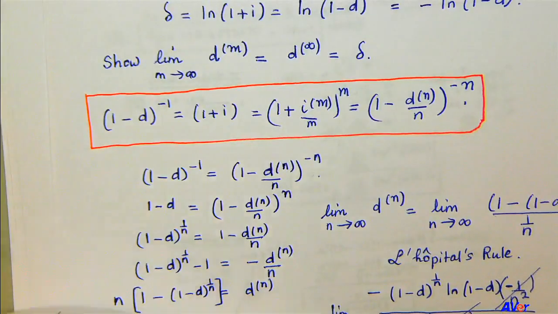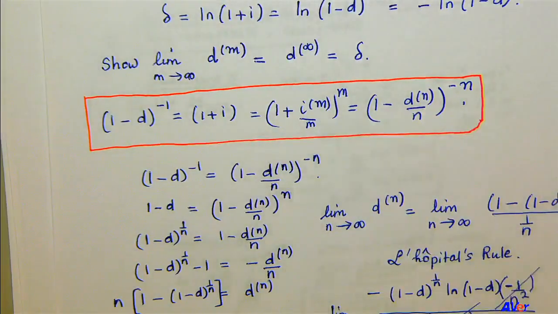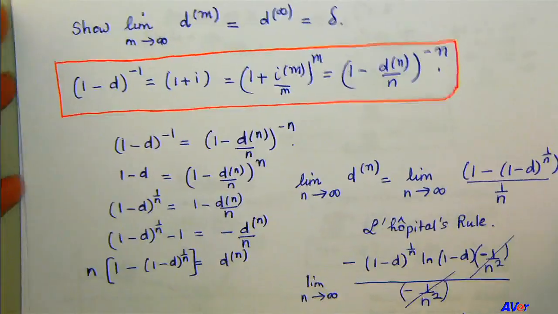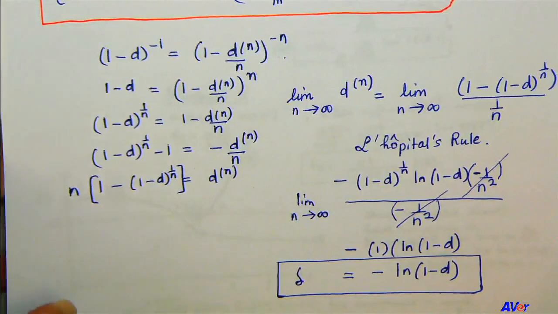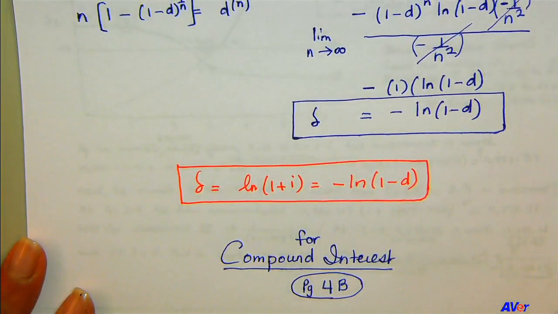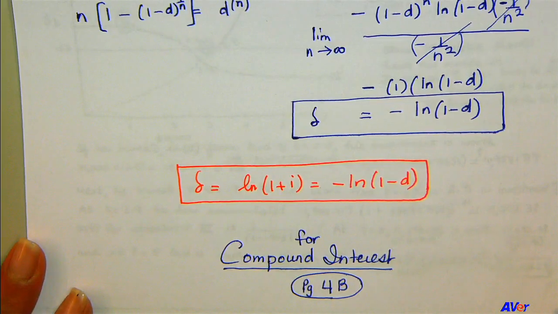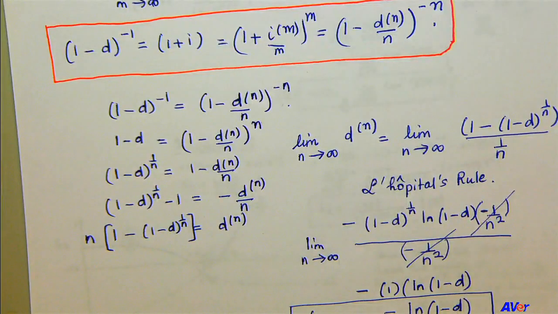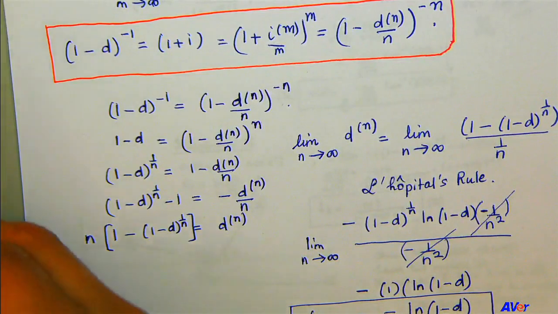Good morning, folks. The last thing we did was page 4b, where we derived the formula for delta equals ln of 1 plus i, and it's also equal to minus ln of 1 minus d. Today I'd like to teach you lots of different stuff that's not in your notes, so you'll have to take notes on a separate piece of paper, please. And I also want to talk about the writing assignment today.